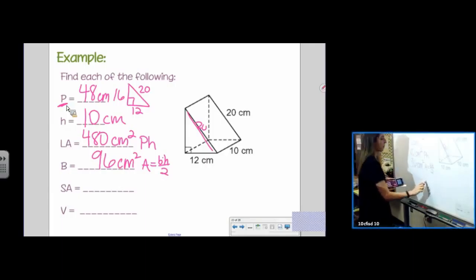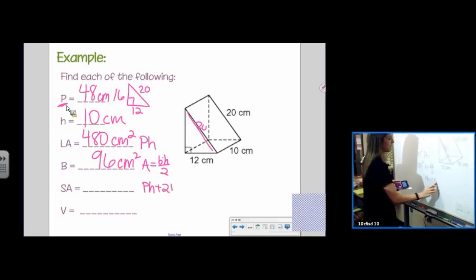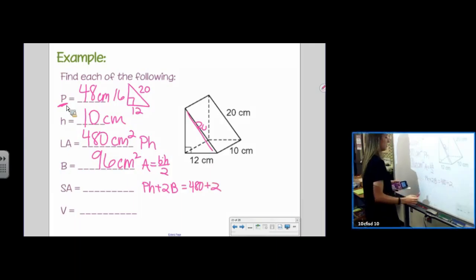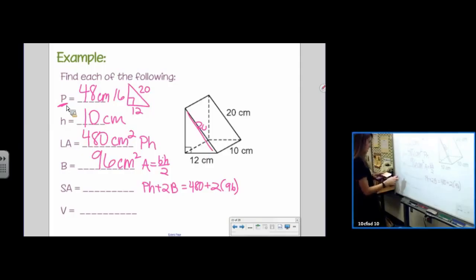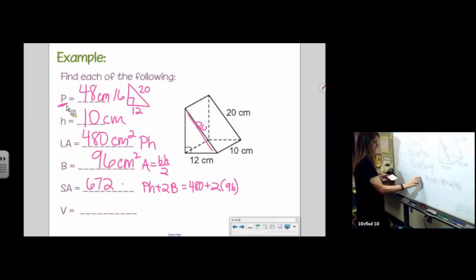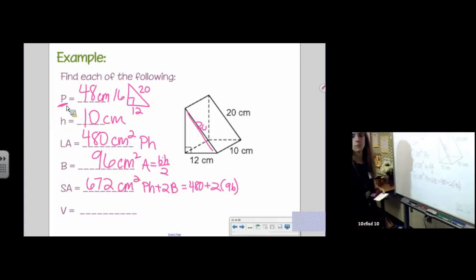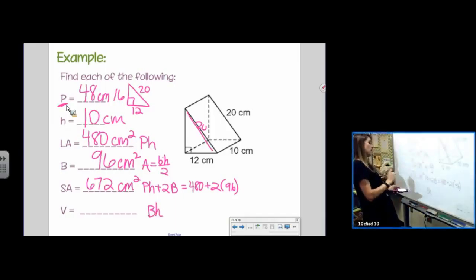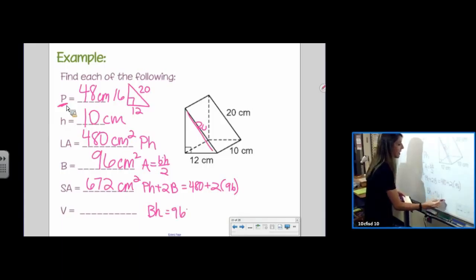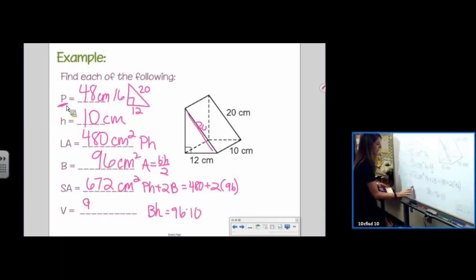The surface area, the formula says PH plus 2B. Well, we already know what PH is. It's 480 plus 2 times 96. PH plus 2B. And finally, the volume. Base times height. The area of the base times the height. So the area of the base has already been found, 96. The height is 10. Woohoo! Easy multiplying here. 960 centimeters cubed.